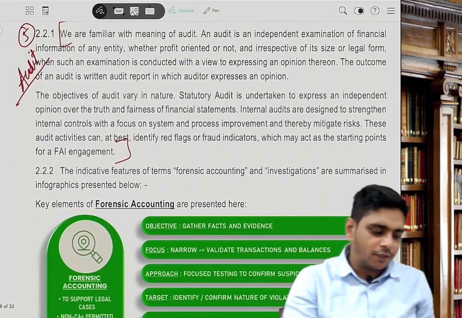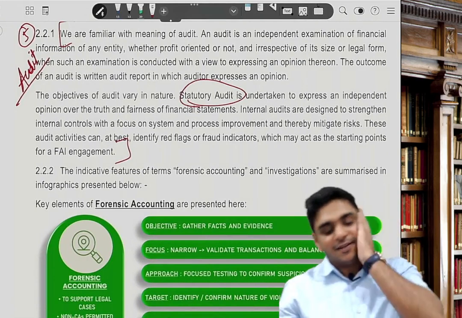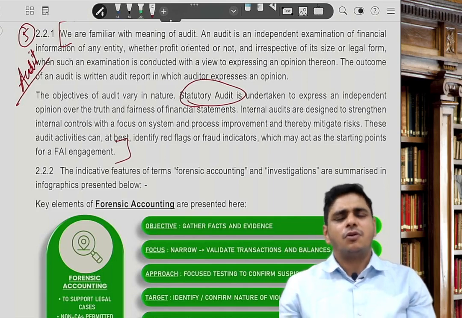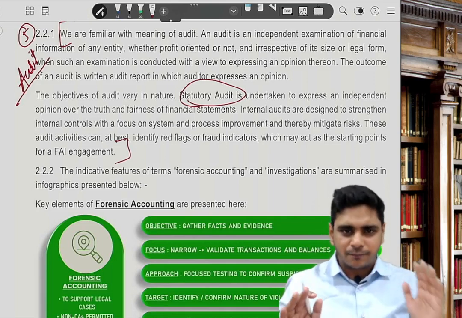The objective of audit, what do we do? Sorry, my mistake. We do statutory audit. So statutory audit is undertaken to express an independent examination over the true and fairness of the financial statements. So this is the definition of audit. You know it, okay? Audit.